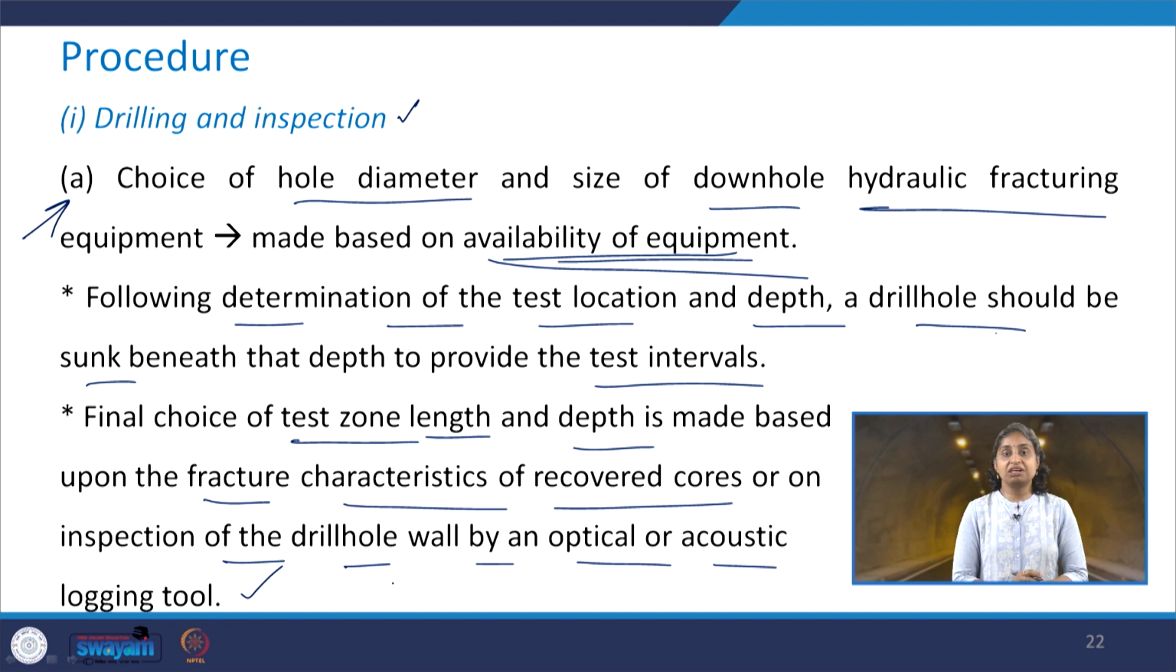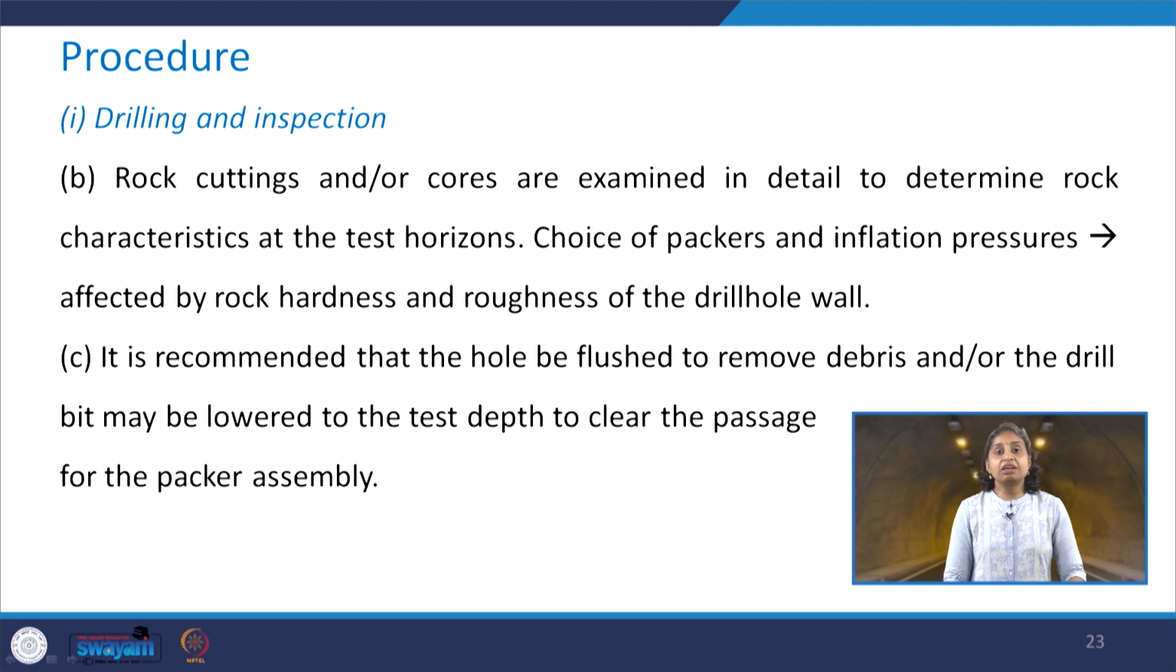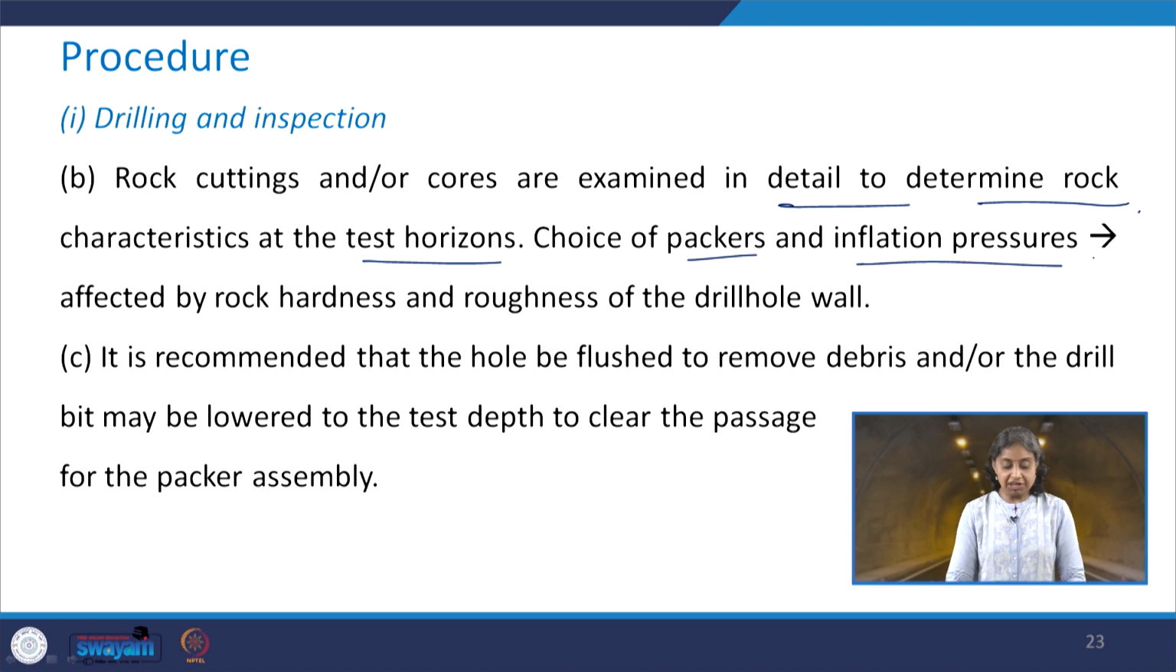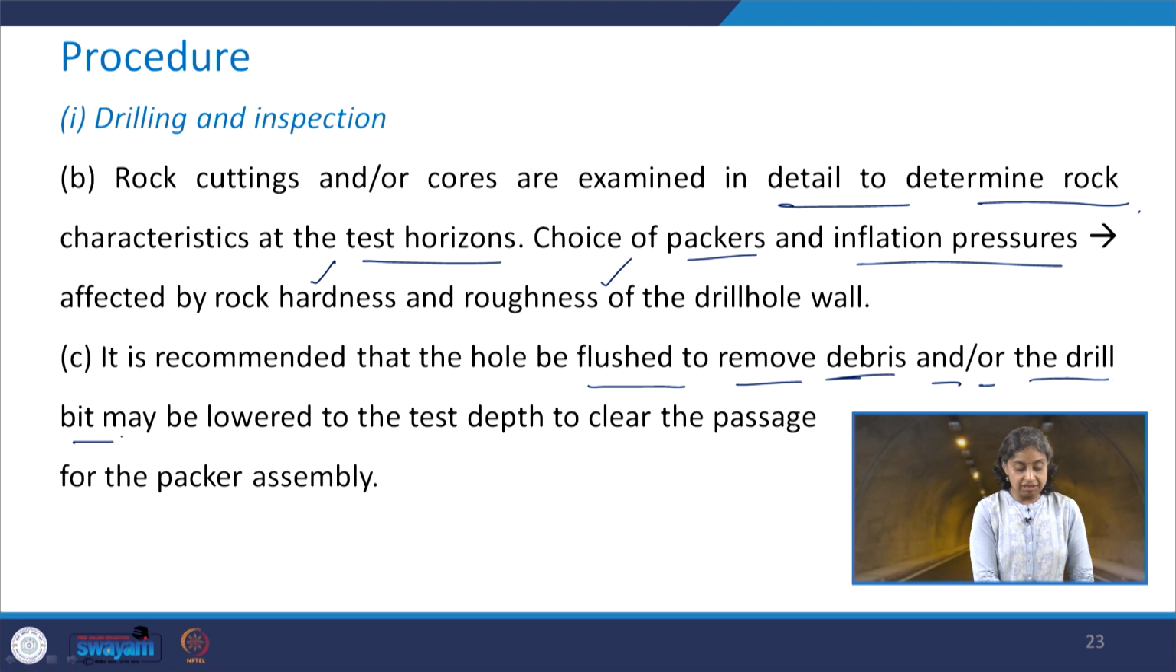And therefore, it helps in deciding the test zone length and the depth. Then the rock cuttings or cores or both are examined in detail to determine the rock characteristics at the test horizons. The choice of the packers and inflation pressures are affected by the rock hardness and roughness of the drill hole walls. It is recommended that the drill hole be flushed to remove debris, and or the drill bit may be lowered to the test depth to clear the passage for the packer assembly.